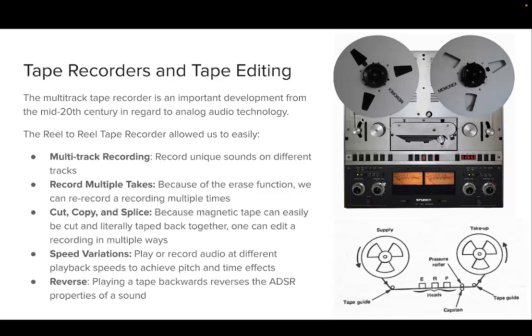Cut, copy, and splice are basic functions of tape recording editing. Because magnetic tape can easily be cut with a razor blade and literally taped back together, one can edit a recording in multiple ways. Engineers are able to literally slice out portions of a recording and reinsert a different recording into its place.